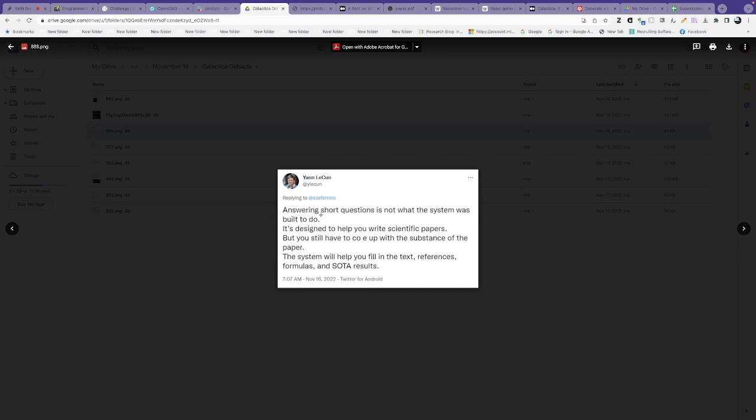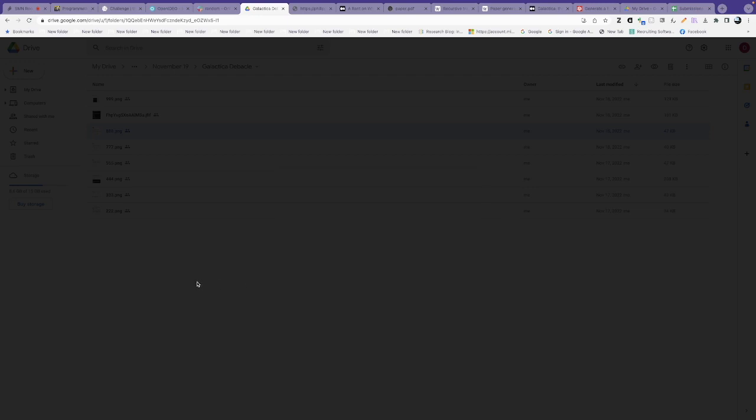Yann LeCun said answering short questions is not what the system was built to do. It was designed to help you write scientific papers. So you don't go out and ask for someone's information. You would use it much the way you would be writing a paper. You would get a prompt, say this is the thing that you want, and ask whether you want this piece of generated text. That's the way you're supposed to use it. To be fair, you have to know how to use it properly. You can't use it outside of its own context. It'll help you fill in the text, references, formulas, and state-of-the-art results.